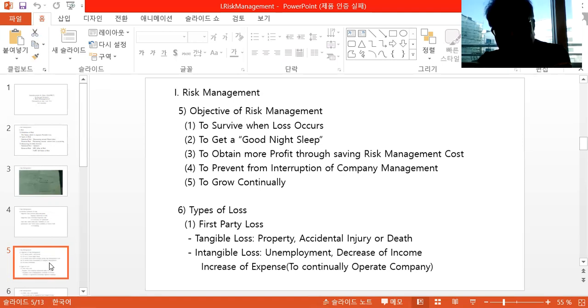Or a decrease of income. This is a monetary loss you experience. And then also on the other side is an increase of expense to continually operate your company. Sometimes because of this risk, you have to increase your expenses.